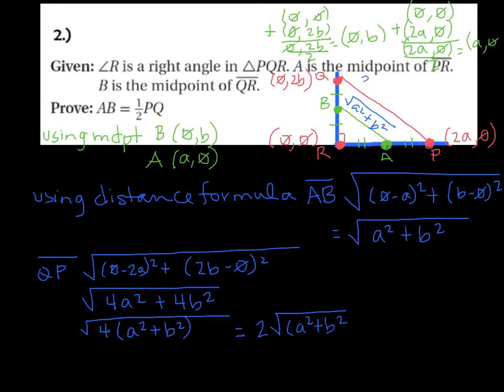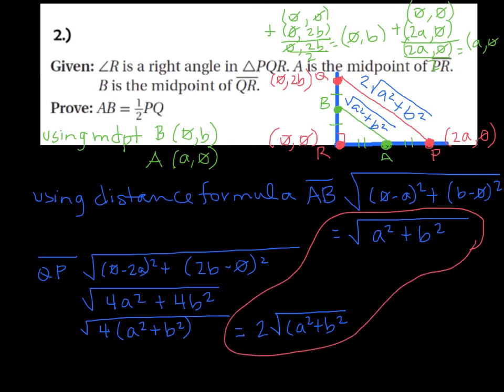Now you may be wondering, well, why would I need to do that? Well, I'm trying to prove that this is half of this. And you can clearly see that if this one is twice that one, then it would be half. So I have now proven that AB is equal to half of PQ because the square root of a squared plus b squared is half of 2 square roots of a squared plus b squared. So I'm using this right here because this is half of that. Okay? All right. Let's go ahead and look at number 3.